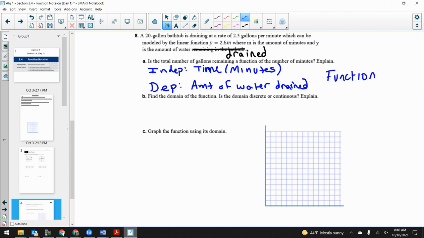Now, if you want to state anything else about it, one amount of time only equals one amount of water drained out, that's fine too. Every input equals one output. That's what I need you to say. Every input equals one output. All right, now let's find the domain.